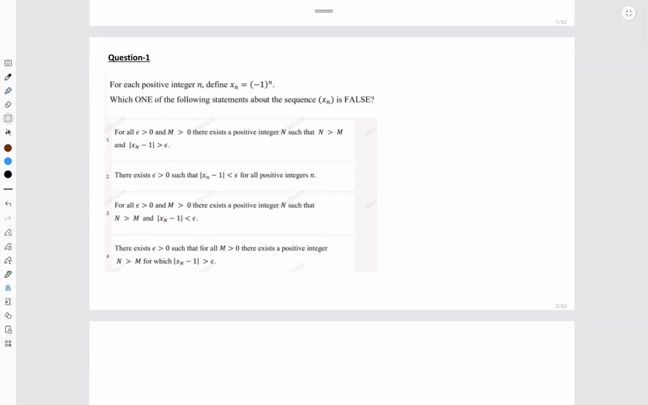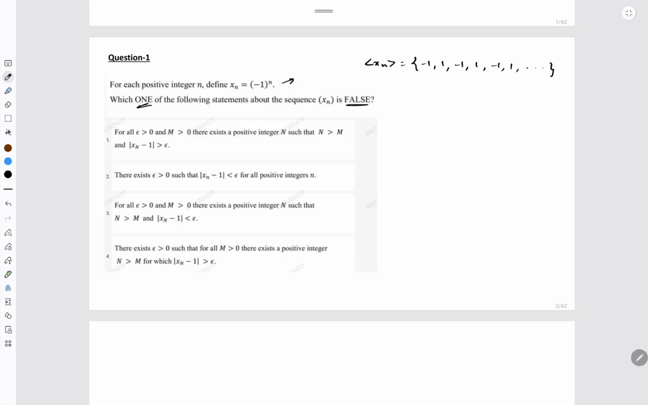The first question that was asked was from sequence and series. Okay, let us read the question. So the sequence is already given to us. The sequence is oscillating between -1 and 1. If I write the sequence, it looks like -1, 1, -1, 1, -1, 1 and so on. And we have to find out which one of the following options is false.